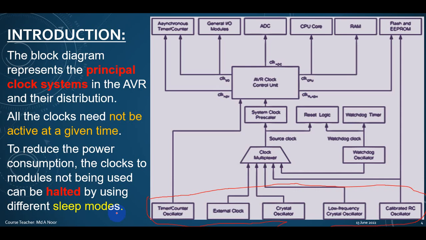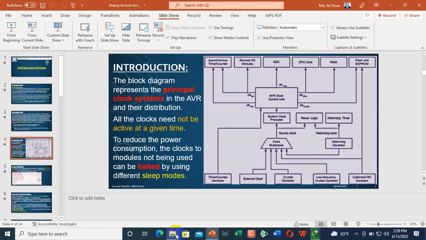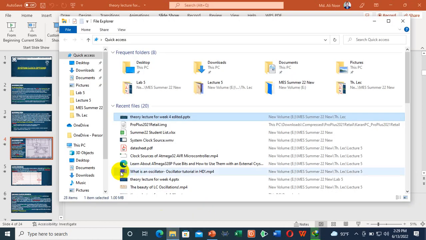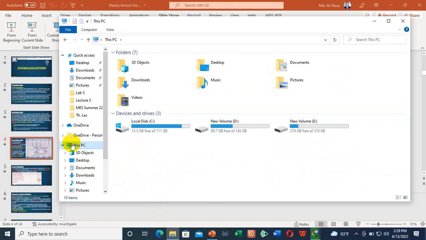So make sure, this is a very important topic that we are going to cover today, and you need to consider this situation when you go for actual production and want to sell your product in the market. So to reduce the power consumption, the clocks to modules not being used can be halted by using the different sleep modes. Let me summarize this picture. Okay, I think I have a better picture than this one, a colorful picture. Do you want to see that picture? So let's open the data sheet. The data sheet has the colorful picture.